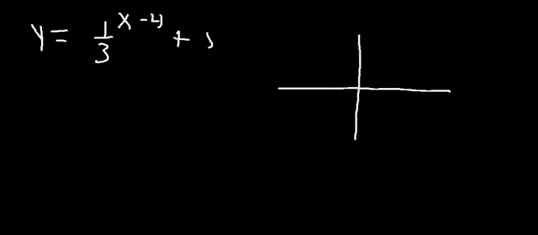Now here's why choosing those points will be helpful. Let's say if you have to plot this. Let's say 1/3 to the x minus 4 plus 1. So first plot the horizontal asymptote, which is this number. It's at 1.